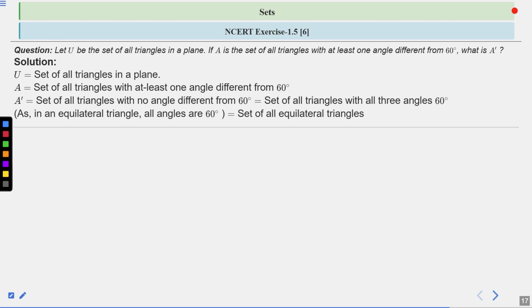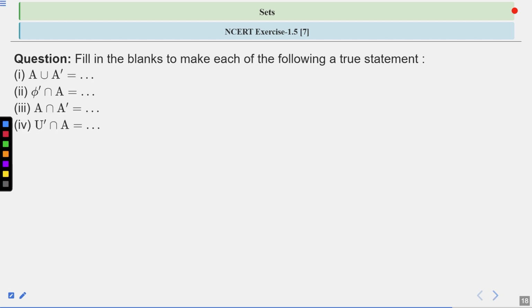Okay, moving to next. This question. In this, we have to fill in the blanks to make each statement true. Okay.